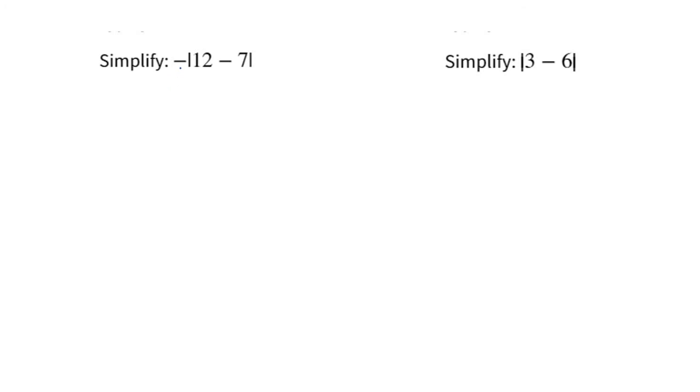Simplify the opposite, okay, or negative, absolute value 12 minus 7. So let's just simplify this. So negative, what's 12 minus 7? Well, 5. What's the absolute value of 5? Well, it's 5. And I still have that negative out front, or the opposite of, and so I get negative 5 there.